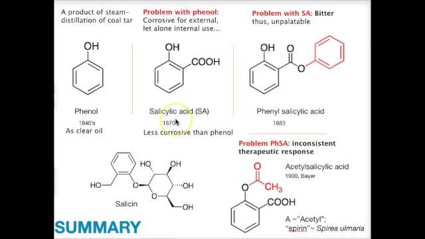Then it went on to start off with the parent salicylic acid, and modification of the carboxylic acid gives phenyl salicylate. It was successful, but therapeutically it was inconsistent. Then somebody, Hoffmann especially, thought of modifying the OH group rather than the carboxylic acid, and that is the birth of acetylsalicylic acid.